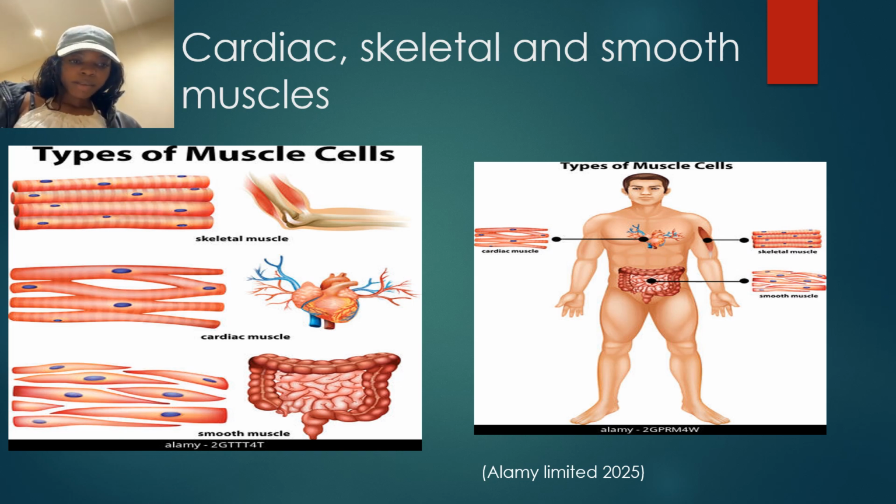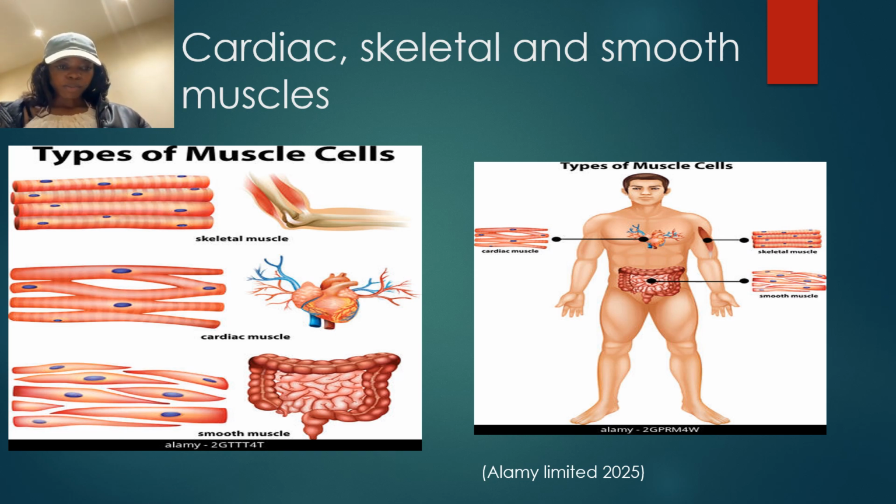Then secondly, we have the cardiac muscle. Cardiac muscle is found only in the heart. It is involuntary, meaning contraction is done without conscious control. Cardiac muscle cells are branched, striated, and connected by intercalated discs that allow rapid electrical transmission. This enables the heart to contract rhythmically and continuously. Cardiac muscle is specialized for rhythm, involuntarily contracting through its intercalated discs.